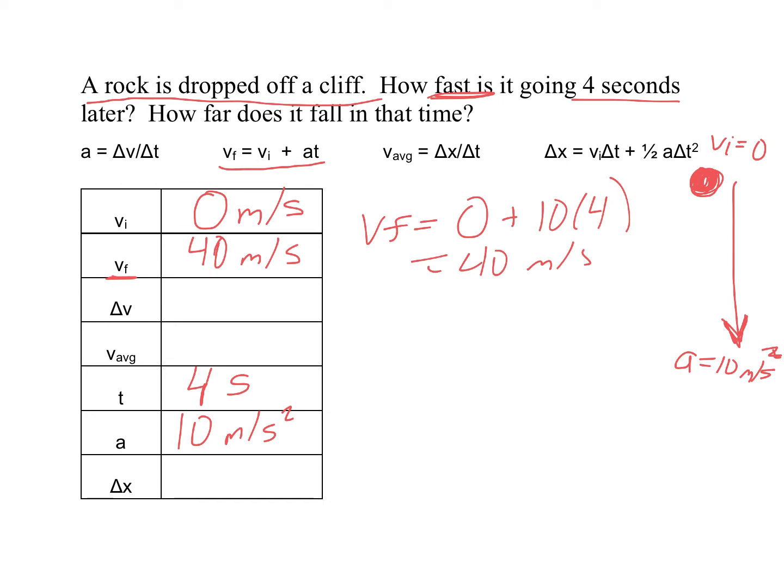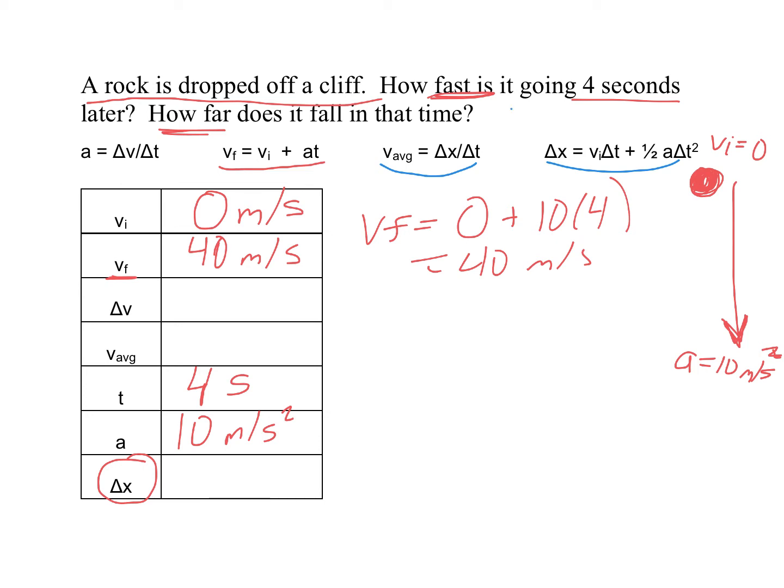So now I'm trying to find how far it falls. How far it falls is delta x, the change in position. I have two ways of doing this. I can use this equation to find delta x, or I can use this equation to find delta x. I'm going to do it both ways just so you can see the approach.